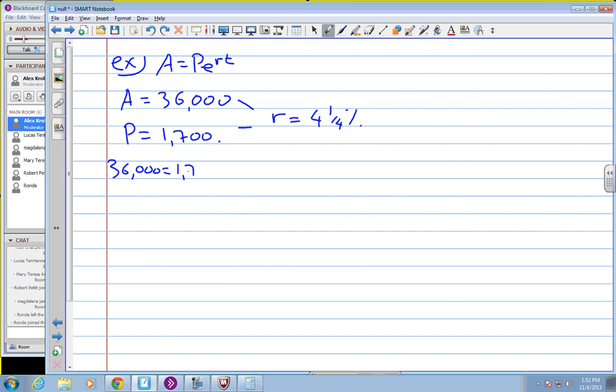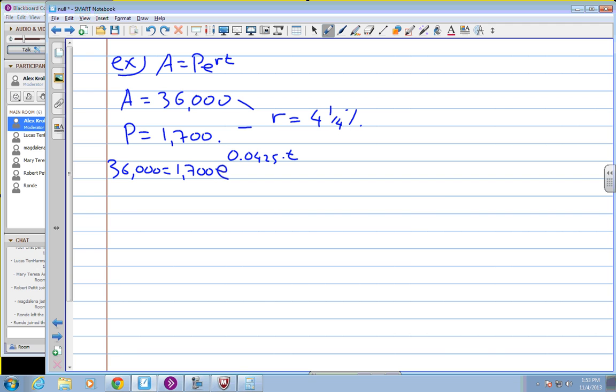36,000 equals 1,700 e to the power rate 0.0425 times the time, right? So you see the problem with that is that the unknown is in the exponent. See that? We haven't dealt with equations that have a variable as an exponent. But I can still solve this now.